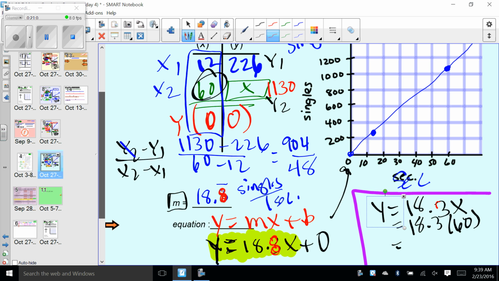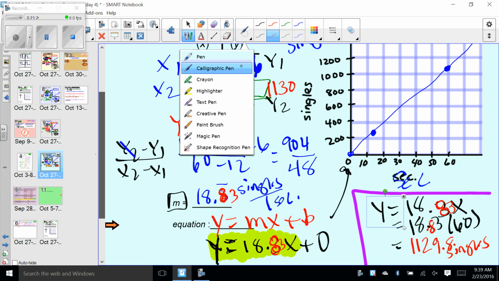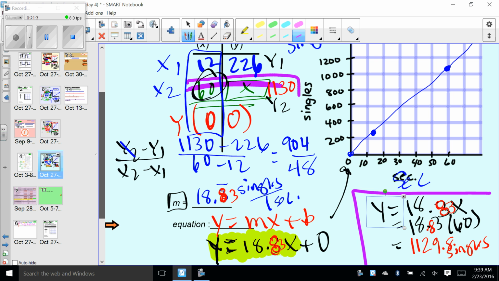Okay, I have a couple errors here. I'm going to go ahead and make some changes there. Sorry about that. 18.83 should have been my slope. That would have messed some things up had I not changed that. So we have 18.83. I'm going to go to the hundredths place, I guess, because I made a mistake there. Multiply by 60 seconds gives us 1129.8 singles. Of course, you could round that to 1130, which is the value that we have in our table. So if I look at our table, we're going to go ahead and say close enough based on rounding, okay?